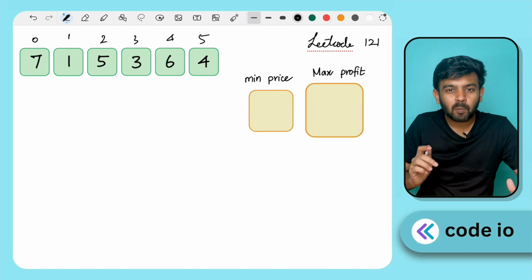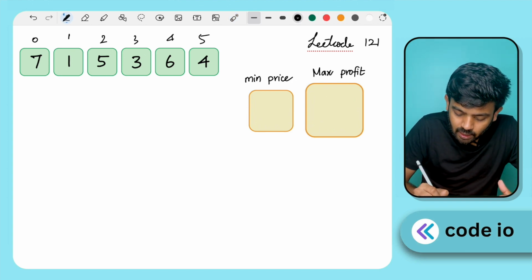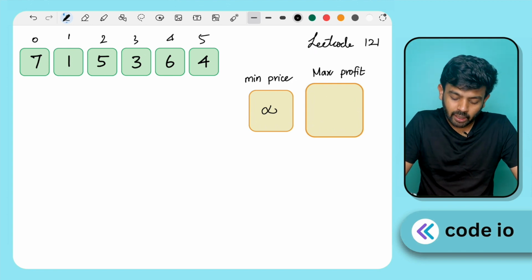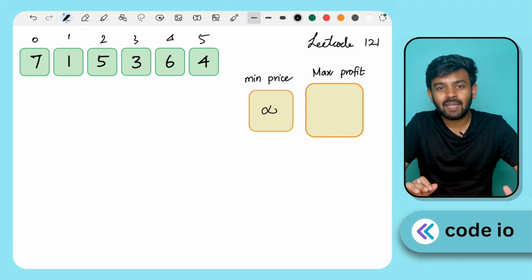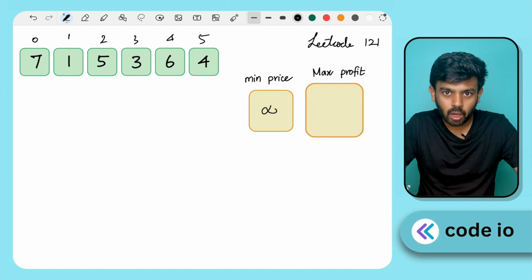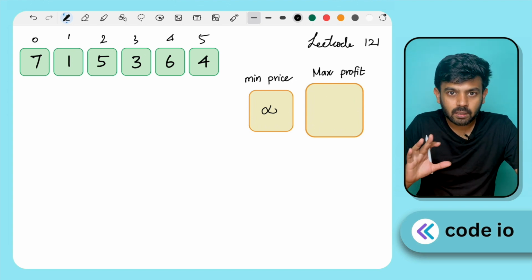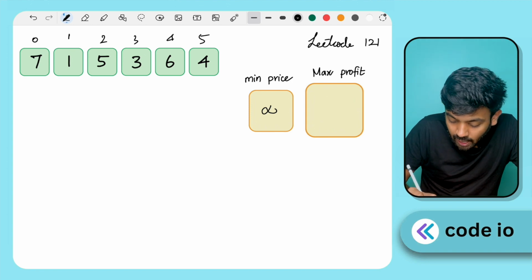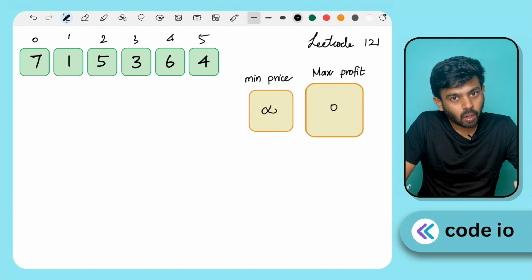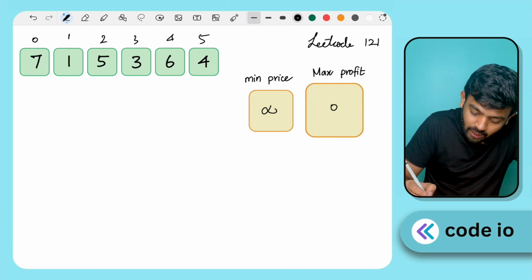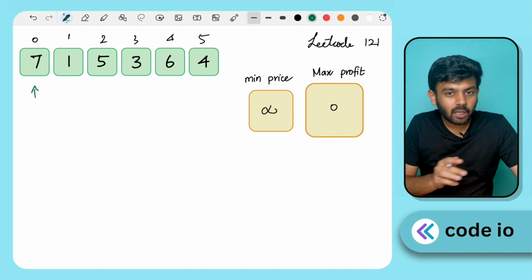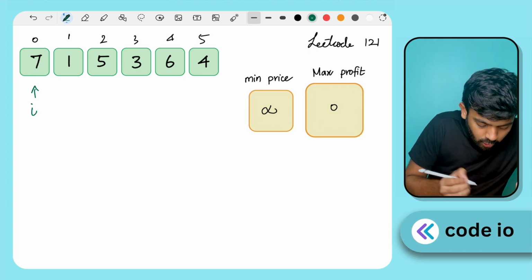Initially I'm going to assign this minimum price to infinity. Infinity, max value, anything that is relevant in your programming language. Minimum price we are initially assigning as infinity, and max profit I'm initially assigning to 0. Now I'm going to take a pointer and traverse through this array. Let this pointer be i.